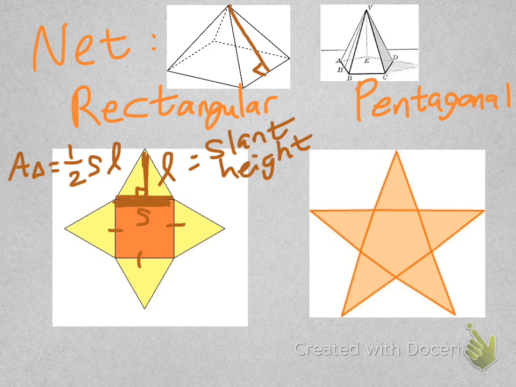I don't know if I mentioned that before. I have 4 of those triangles, which means my lateral area would be what? Well, 4 times 1/2 SL, right? 4 times 1/2 SL. Which then leads us to what? Well, we can just move some things around here.